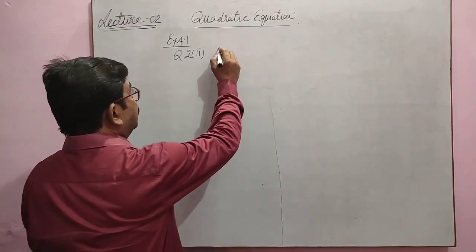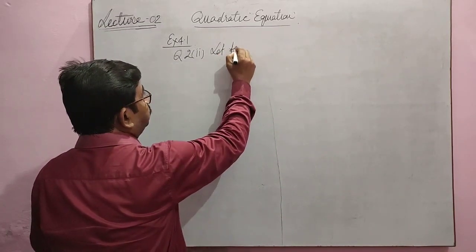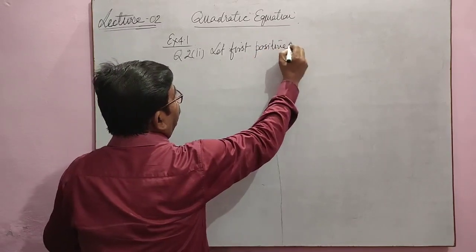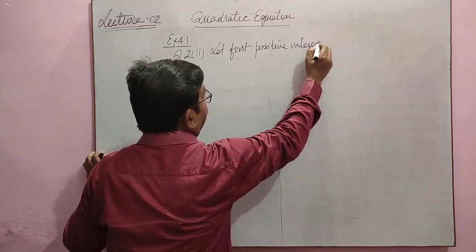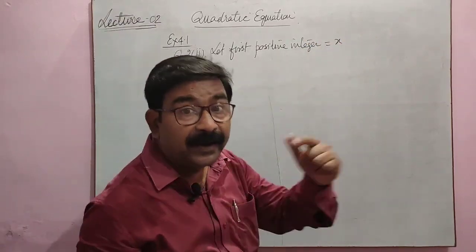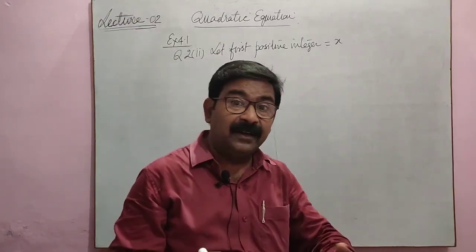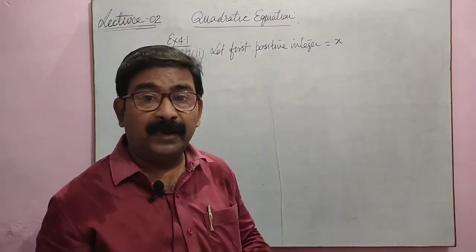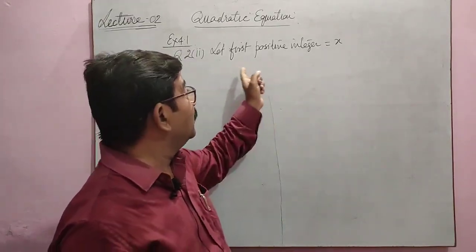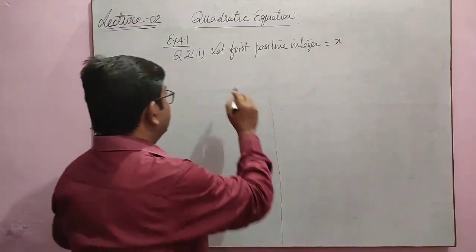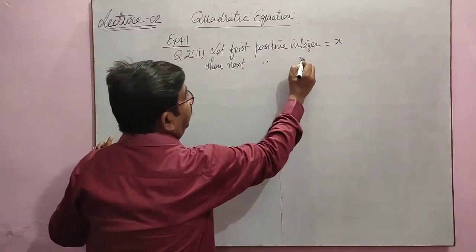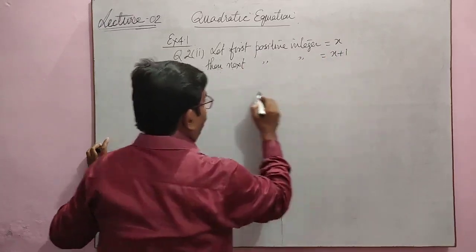So we can write, see, let the first positive integer be x. Then not second, next integer. If you say second, the second may be any number. If you say next, it means this is x + 1. Then the next positive integer will be x + 1.